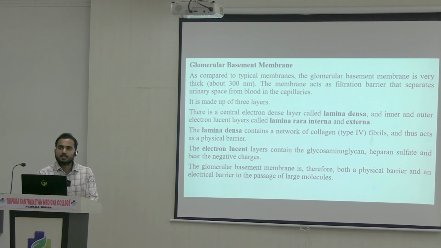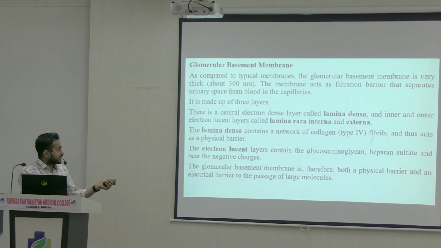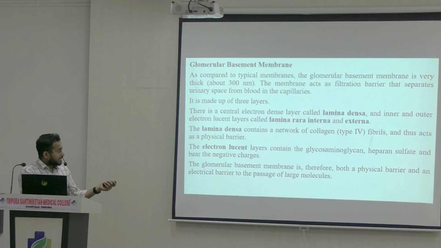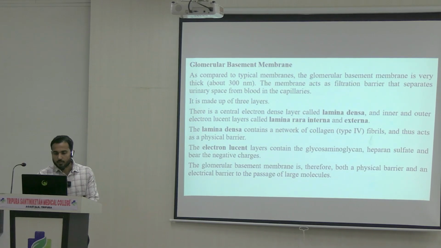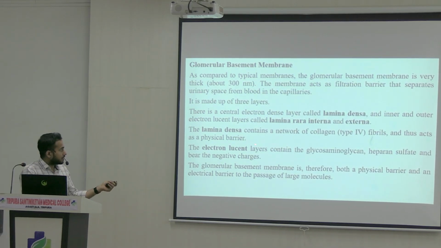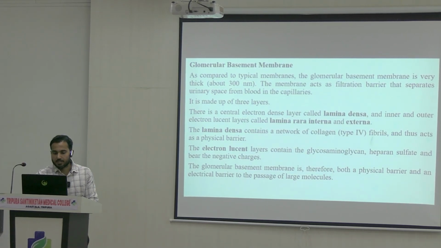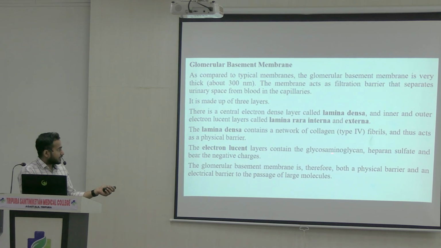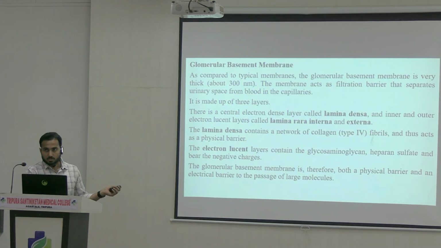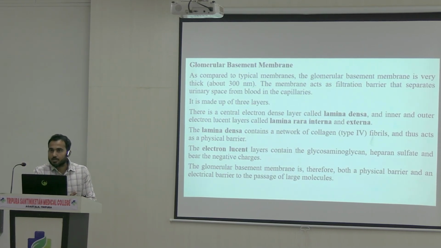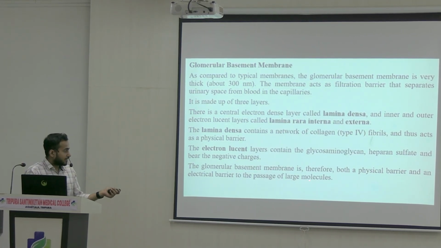Okay, now what are the layers present in that basement membrane? Three layers are present. First of all, an electron dense layer that is called lamina densa, and the inner and outer layers are called lamina rara interna and externa. Now if you see the lamina densa, what is present in that layer? The collagen fibers are present, type 4 collagen fibers, which act as a physical barrier. Next, electron lucent layers are there, in which glycosaminoglycan, heparan sulfate is present, which acts as a negative charge. So this glomerular basement membrane is a physical barrier and an electrical charge barrier for large molecules.